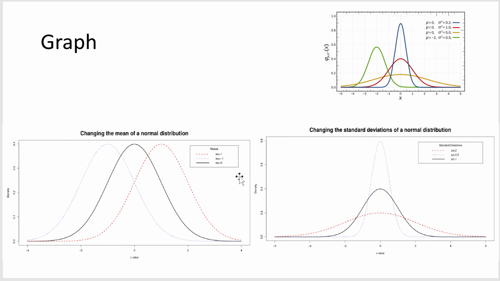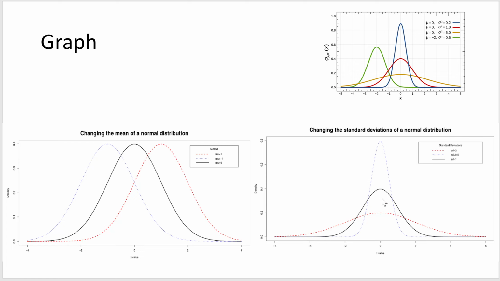Now, let's have a look at different types of normally distributed graphs. Some are clustered around the zero, some are not. So they may have different means. This has a mean of 0. This has a mean of 1. This is a mean of -1.